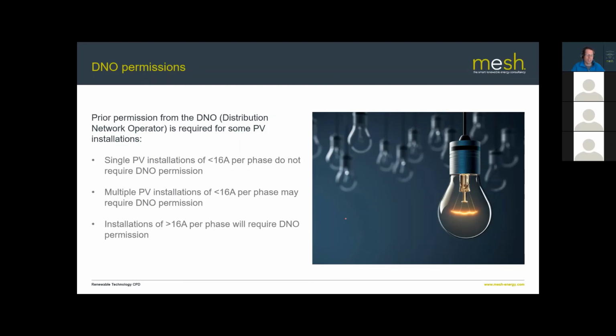If you're doing a development and you're putting multiple small installations in, then it's worth talking to your DNO. They may or may not require permission depending on how many houses it is, what size each array is, etc. But that's one just to give them a call. I'd always say, if in doubt, ask the DNO. The worst they can say is, no, you don't need permission, or yes, can you fill in this form, please? Generally speaking, they're pretty welcoming of these installations, but they might put an export limit on, for example.